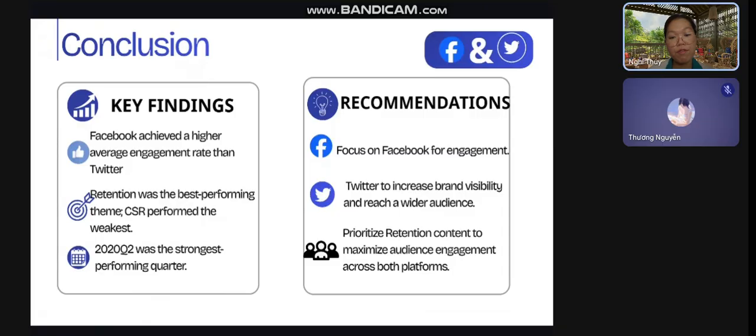Based on the findings, we recommend posting more retention content using Facebook to improve engagement, and using Twitter to increase brand awareness and reach a large audience.